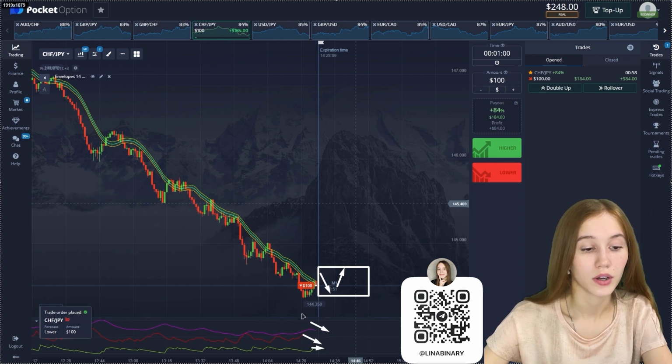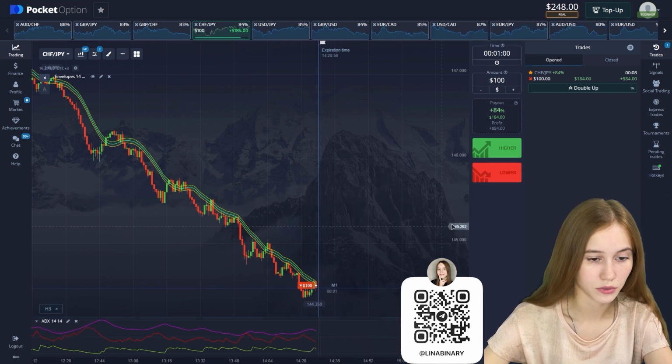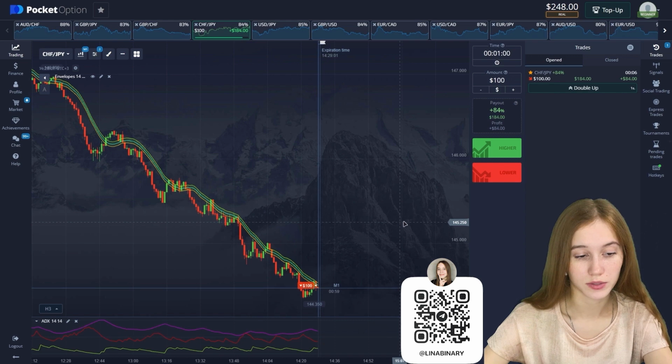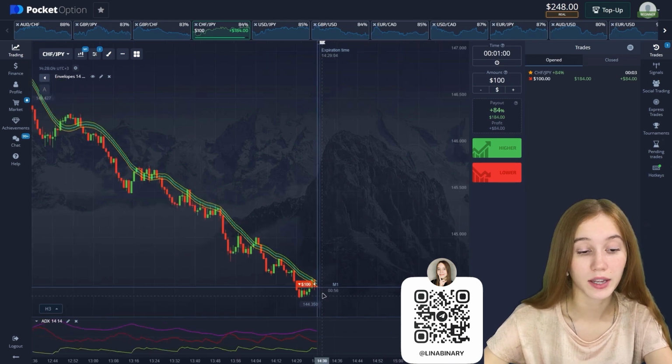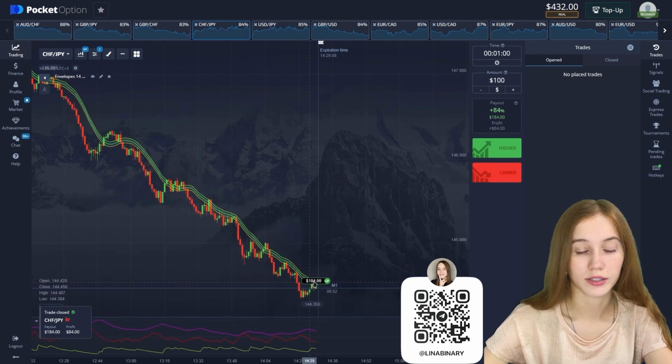So, down deal, 4 seconds left. We can increase it, zoom, and the deal turned out to be plus. We get $184 profit. Our balance is $432.